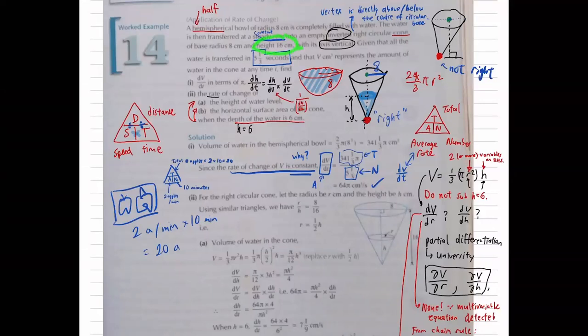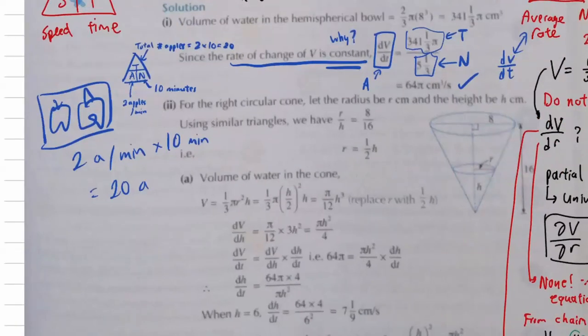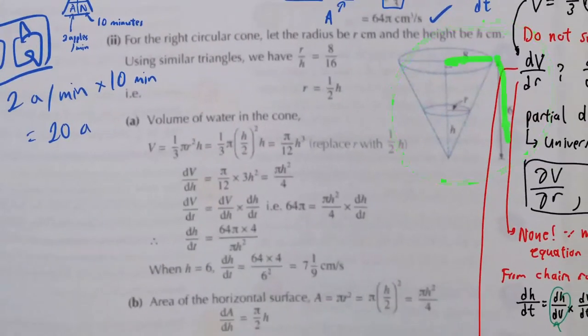Sorry, I forgot to label. Let me just label it now. 16, 8. Is it clear how I got the 8 and 16 from the question? Okay, so let's look at the nicer diagram that they draw. There's an 8 here and a 16 there, which means you can compare with the R and the H, which gives you R over H equals 8 over 16. Is it clear so far?